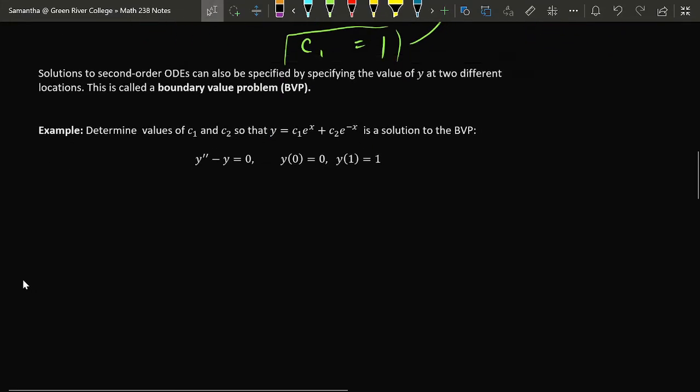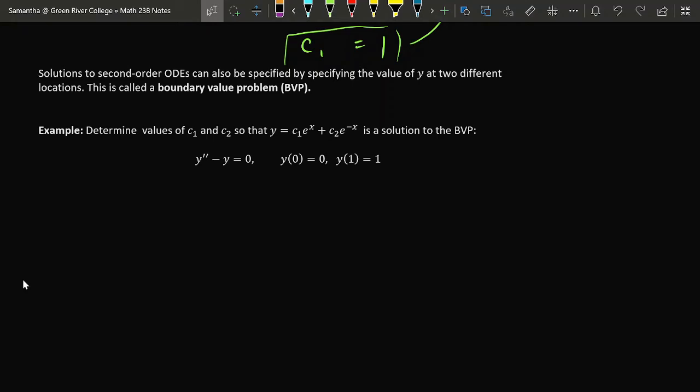Now in the previous example, we saw that a general solution to a differential equation could be refined to a single specific solution by specifying the value of y at a single position and y prime at that same position. And this was called an initial value problem.